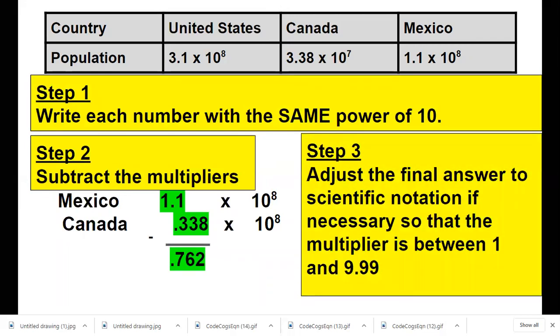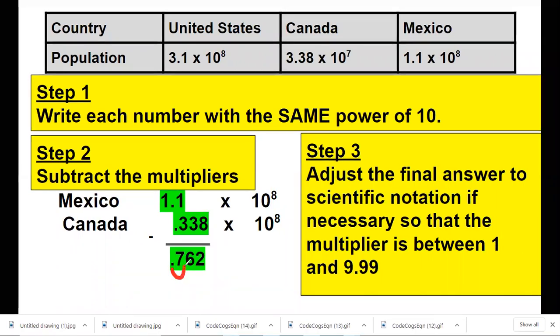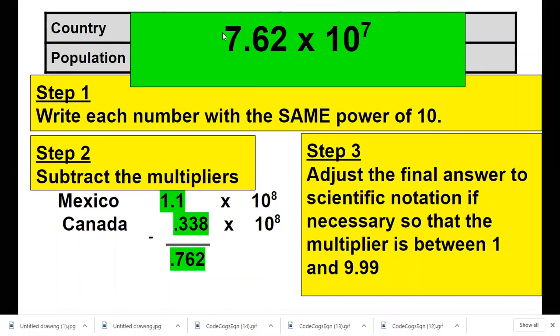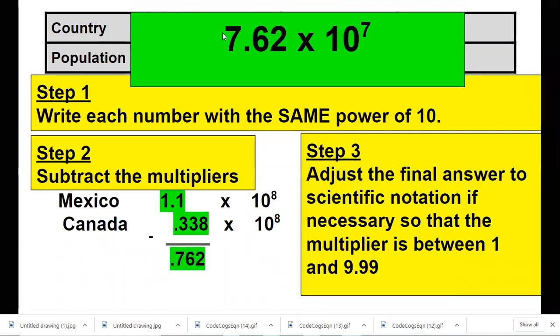And 0.762 is not in standard or in scientific notation because it's not a number between 1 and 9.99. So I need to do what? I need to get this decimal moved so I do get a number between 1 and 9.99. I'm going to put it right here, and now I'll have 7.62. But what do I do with the power of 10 when I move my decimal 1 place? We decrease the power of 10, right? 7.62 times 10 to the 7th. We had to decrease it by 1 because we moved our decimal 1 to the right.